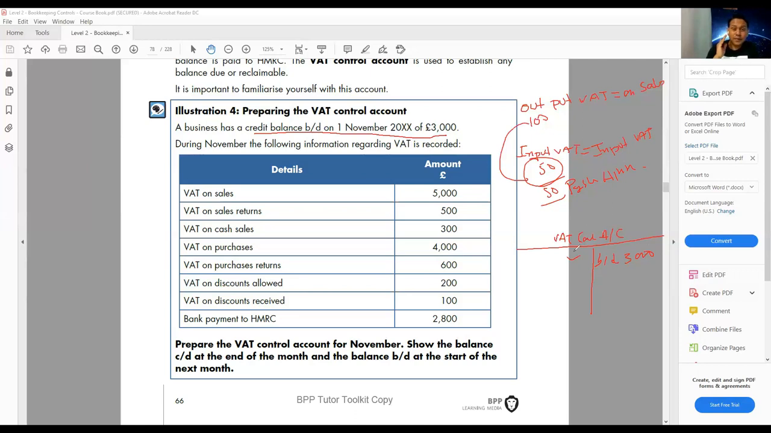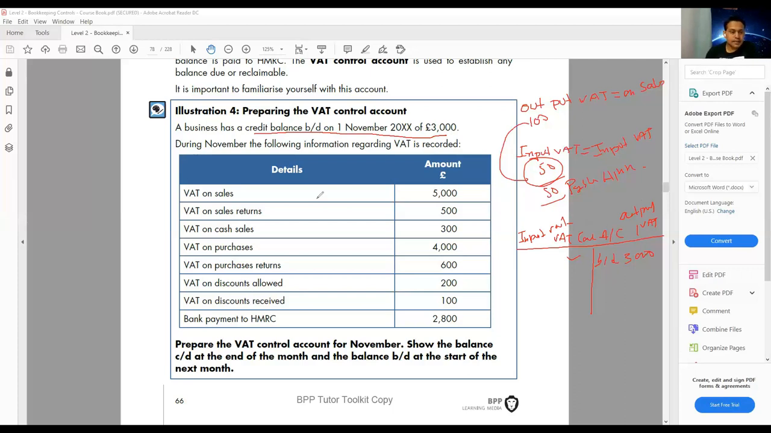Now, the credit side is all about output VAT, and the debit side is all about input VAT. That means if the liabilities increase, you write on the credit side. If the liabilities decrease, you write on the debit side. Liability increase on the credit side, liability decrease on the debit side. Let's talk about that. Let's start the first one. Let's do it together, everyone.